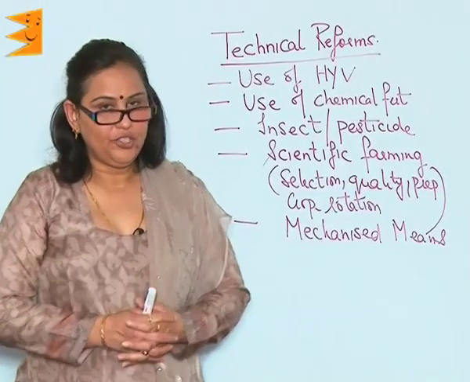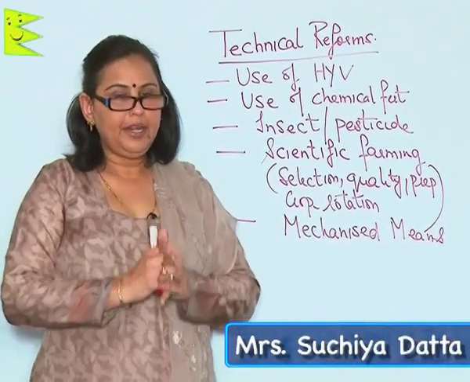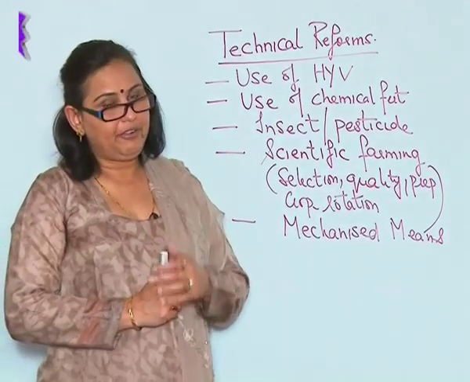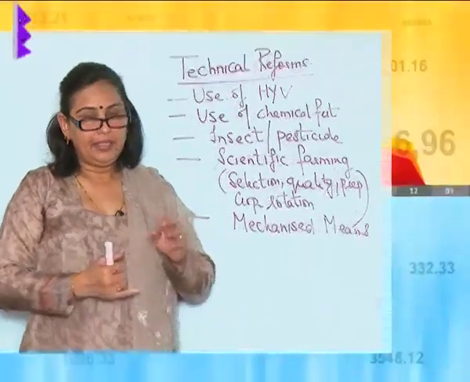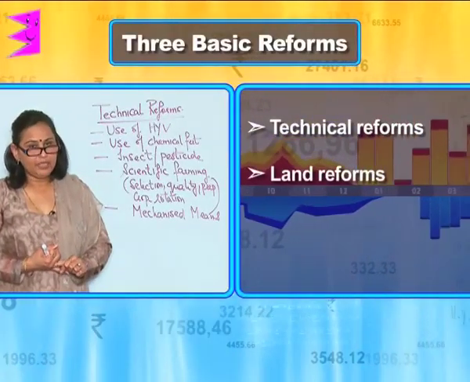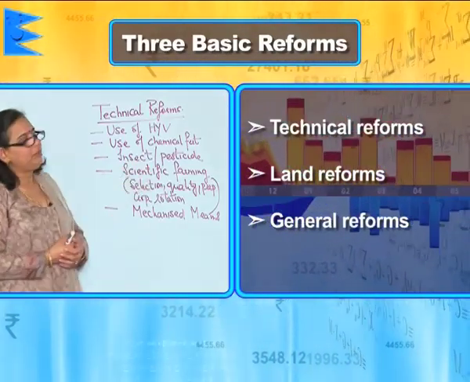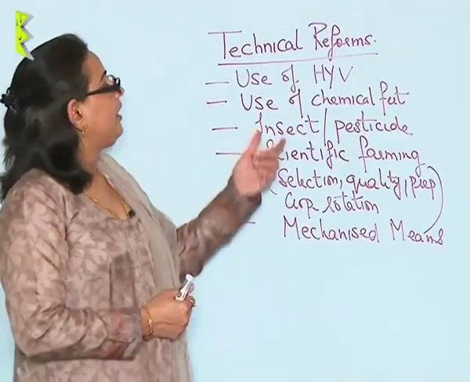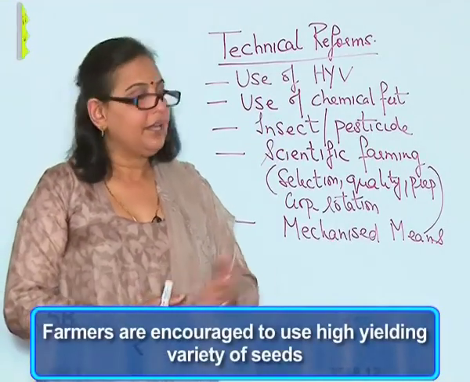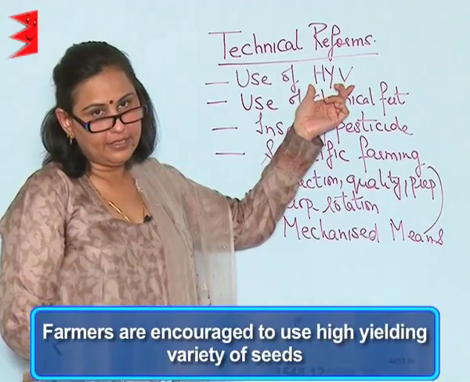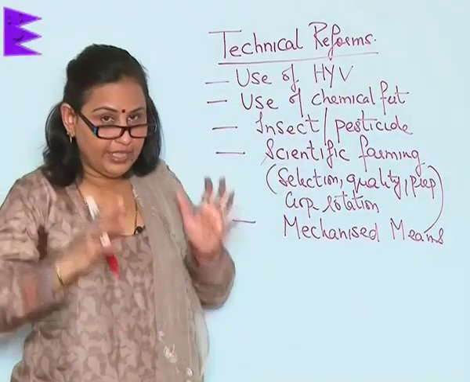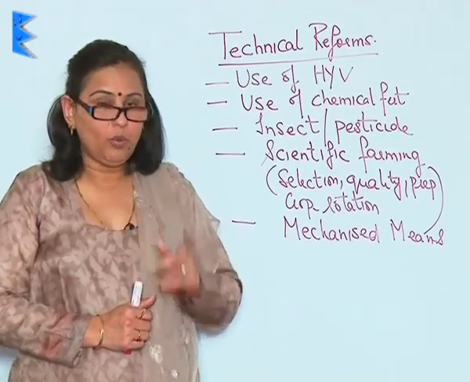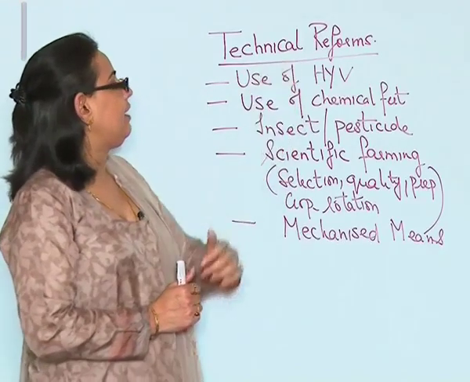To improve the condition of Indian agriculture, the Indian government has resorted to reforms, and there are three basic kinds of reforms which have been initiated: the technical reforms, the land reforms and the general reforms. Here I am talking about the technical reforms. As far as technical reforms are concerned, the farmers have been encouraged to use high yielding varieties of seeds, that is, the use of new seeds which will give better productivity. This is the first boost given under the technical reforms.